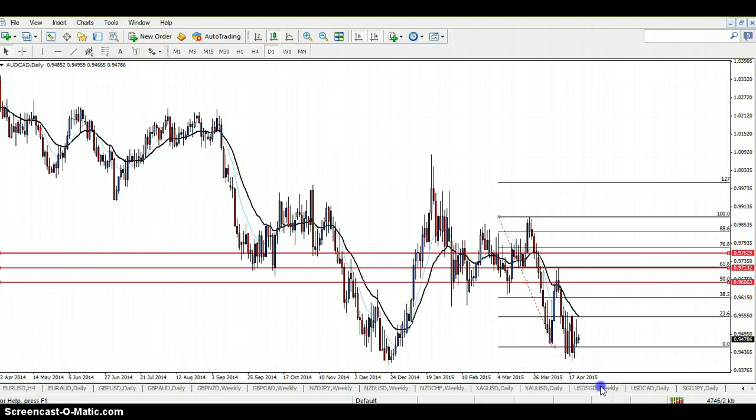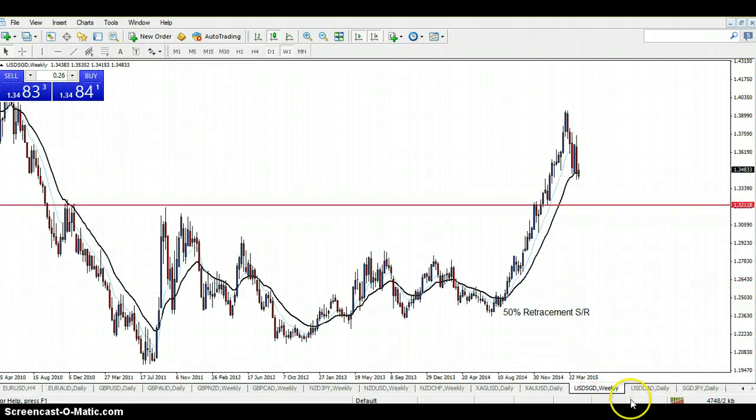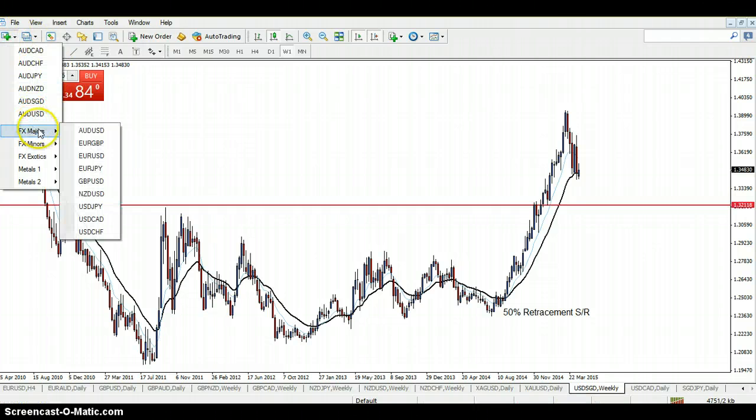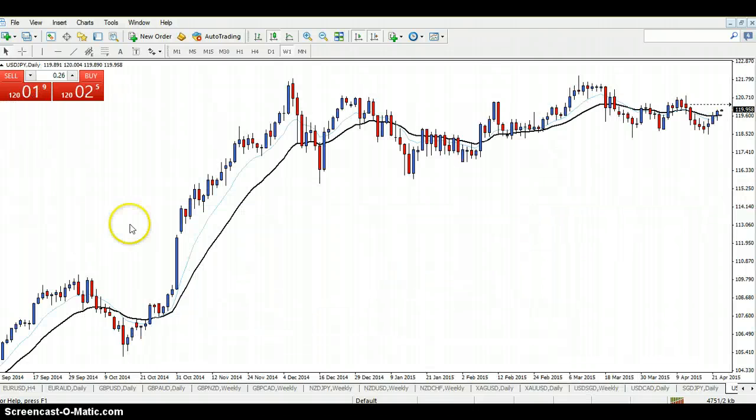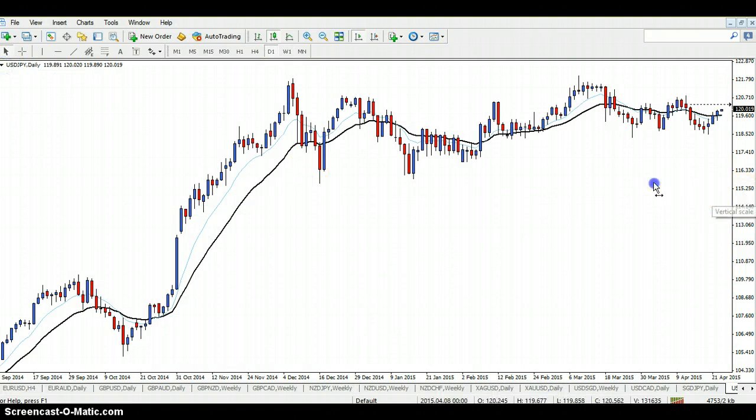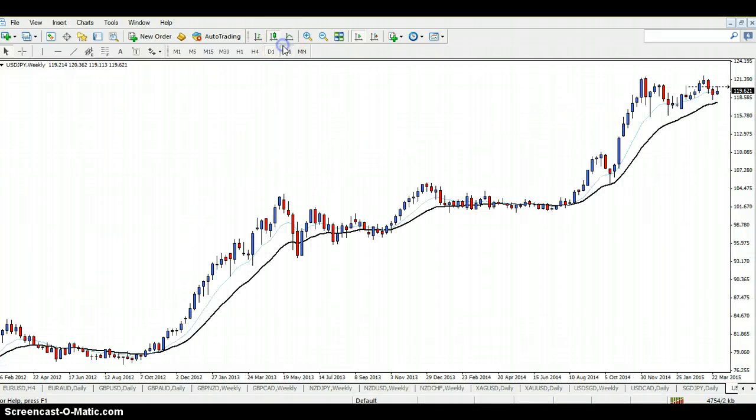We'll go to the US dollar Singapore. Oh no, I want to find the US dollar yen. Hold on a sec, guys. I'll just go here. Let's go dollar yen. Okay, just close this. So we've got the dollar yen here. I'm going to go to the weekly.